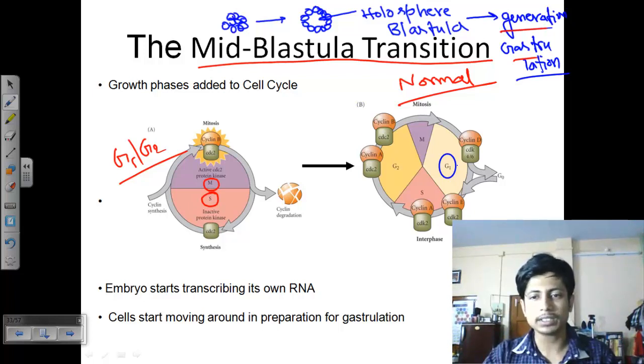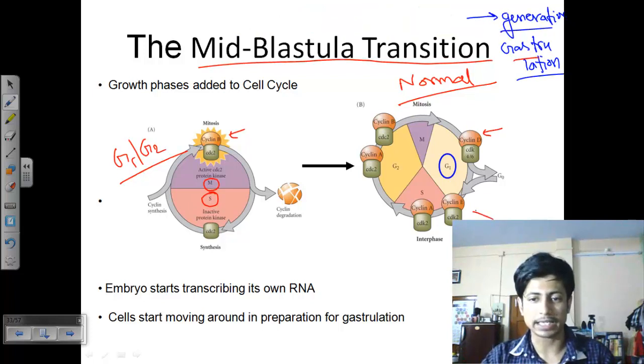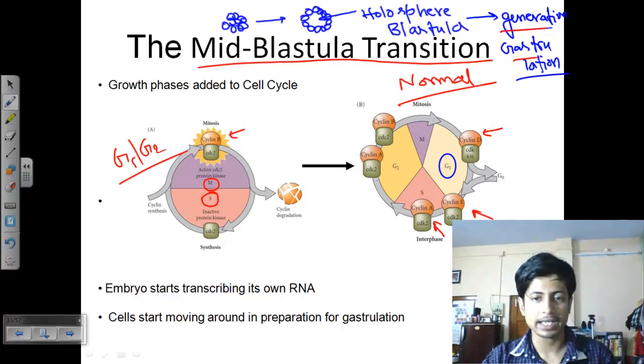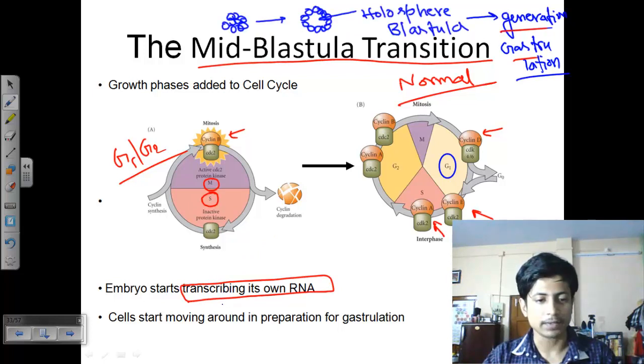So during this process they will involve multiple cyclins, not only cyclin B that was involved during the morula and blastula. Here we have cyclin B, along with cyclin D, cyclin E, cyclin A, all of the cyclins playing a role. In this case, the embryo starts transcribing its own RNA. This is the time, right? And cells start moving around in preparation for the gastrulation. So that is the phase that they will follow.